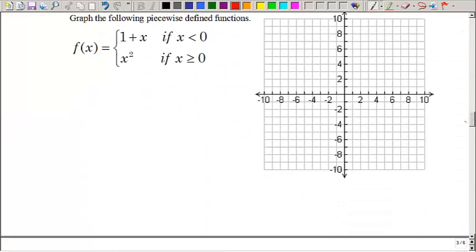We have f of x equals x plus 1 if x is less than 0, or x squared if x is greater than or equal to 0. Again, I'm going to break this up into two colors. I think we used red and green.